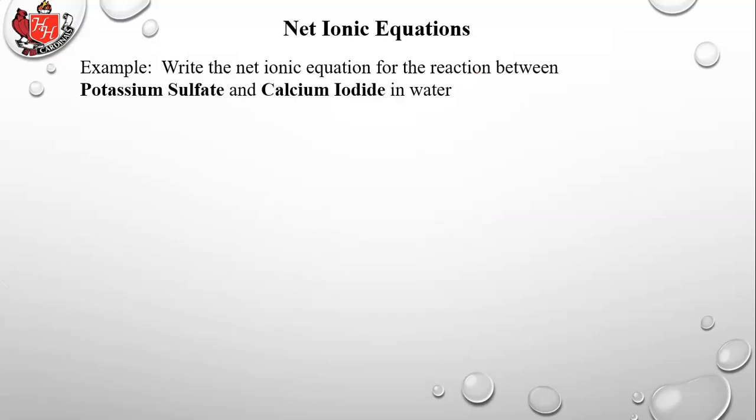So, example: write a net ionic equation for the reaction between potassium sulfate and calcium iodide. Right off the bat, you're being tested on something. Do you remember your chemical names and how to convert those into formulas? Let's go ahead and do that. You should have your 60 common ions and your charge number by ion sheet. Write the chemical formula for the 2 compounds.